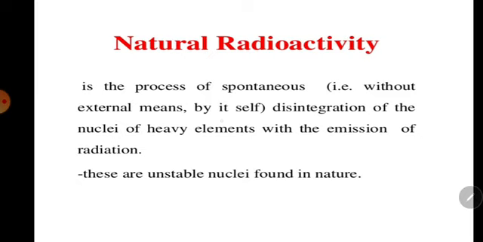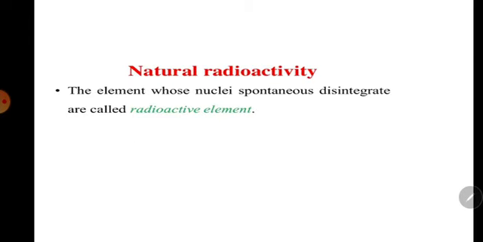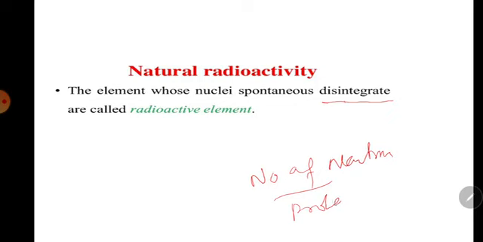Disintegration of the nuclei of heavy elements with the emission of radiation. These are unstable nuclei found in nature. So, emission of radiation without any external help. The elements whose nuclei spontaneously disintegrate are called radioactive elements. In these, the number of neutrons or protons changes in the nucleus. Atomic mass number and charge number change; changes take place in these two.